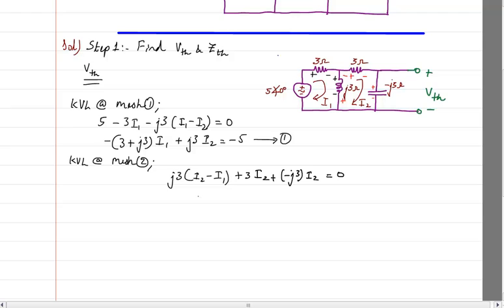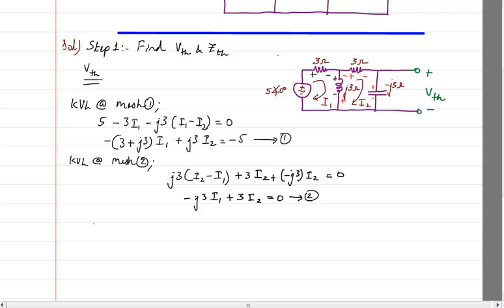Okay, so from this I can take out I1 separately, so this is going to be minus j3 I1 plus, what about the I2 component? We have j3 I2 and minus j3 I2, which will cancel out, so I will get 3 I2. Now that is equal to 0. This is going to be my second equation.